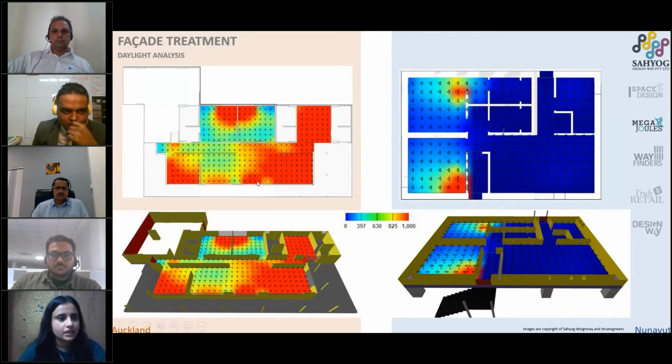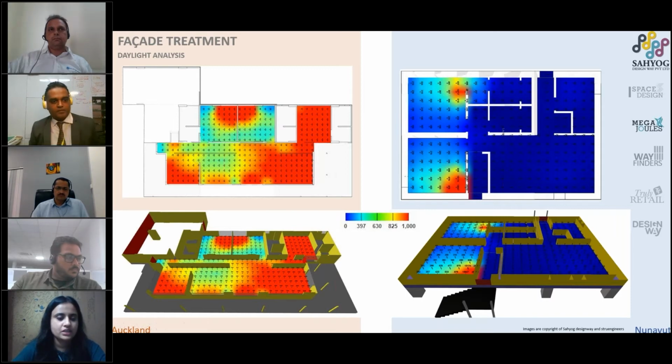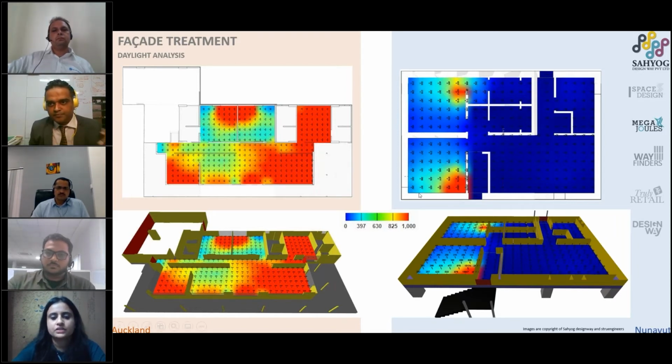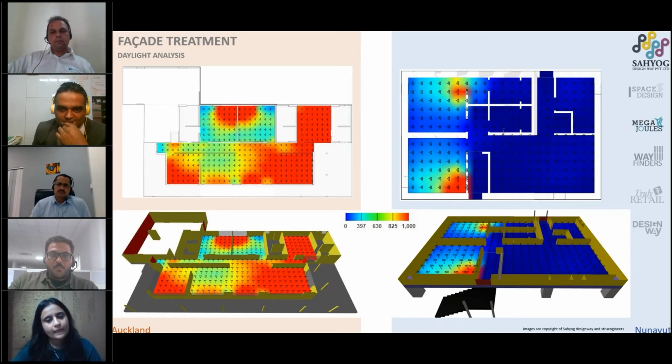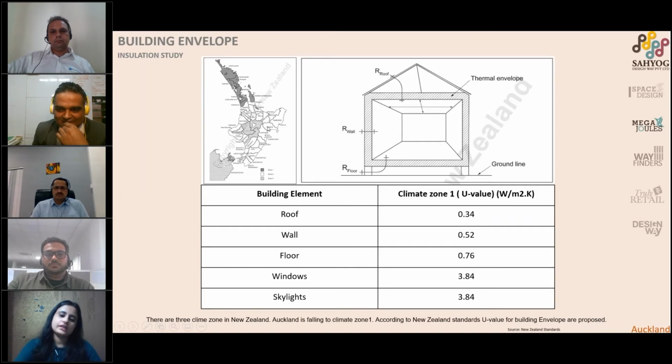And we have done the daylight analysis. These are the plans showing the illuminance on the working plane. On the left side, in Auckland, we were able to achieve required daylight because here the window to wall ratio was enough. Whereas in Nunavut, because of the 10% window to wall ratio, we were able to achieve daylight for only two spaces. Then coming to the insulation study, for Auckland, as per the standard, we have designed the building envelope, and we were able to achieve the required U value just by providing the concrete.